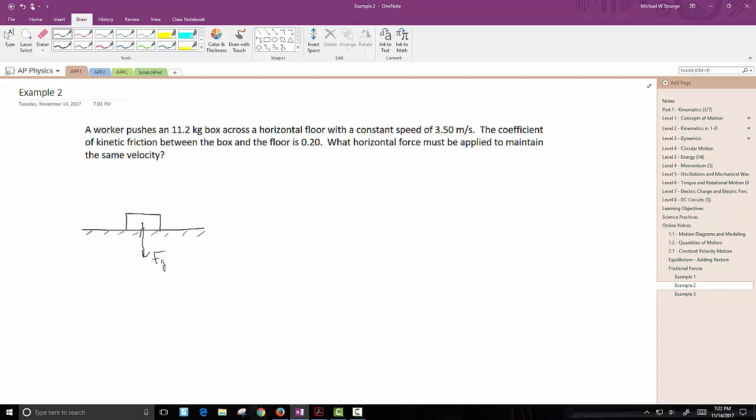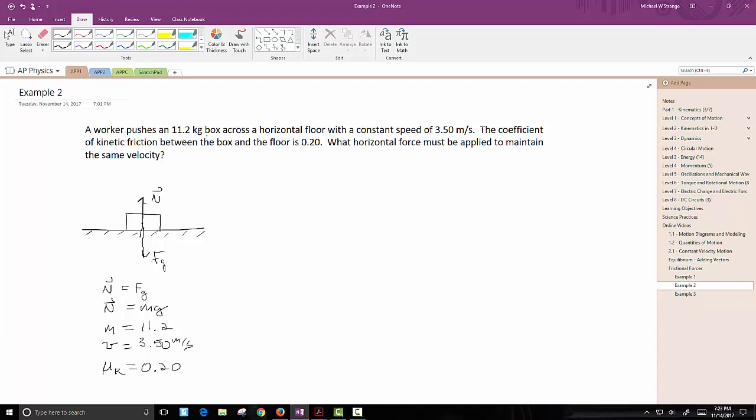Force of gravity, and then your opposite force would be the normal. So again, we know that the normal is equal to the force of gravity, which is equal to mg. So the normal is equal to mg. We know the mass. The mass is going to be 11.2. We have a velocity of 3.50 meters per second. And we know the coefficient of kinetic friction. So we put a little k to show that it's kinetic, 0.20.